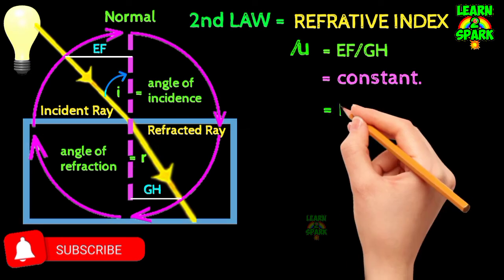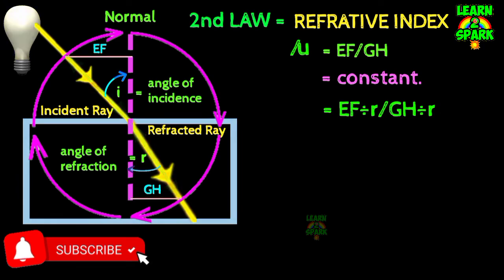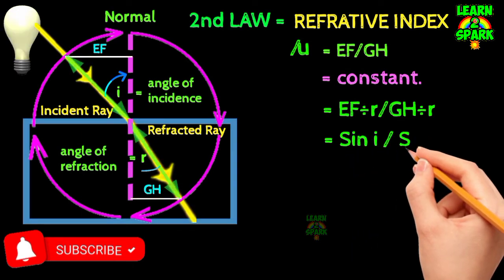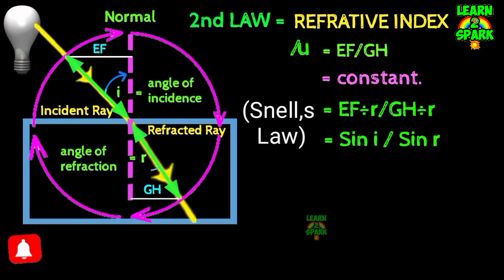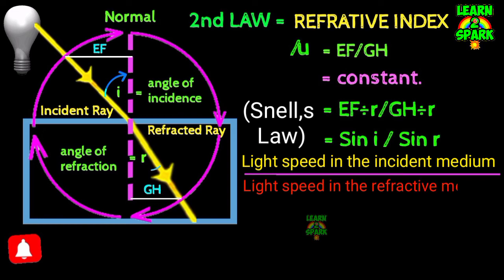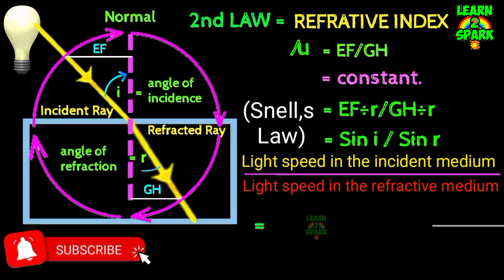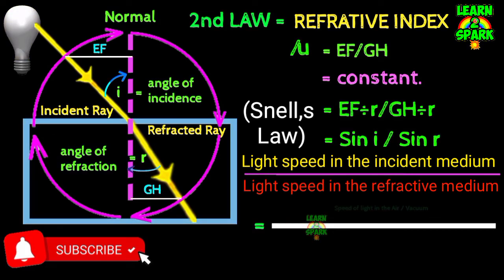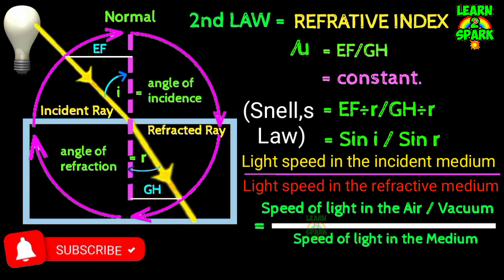Now, if we divide the numerator and denominator of this ratio by the constant value of the radius of the circle drawn here, we derive the ratio of sin i upon sin r, which is also constant and equal to the refractive index. Snell's law can also be understood by the ratio of the speed of light in the incident medium to the speed of light in the refractive medium. In simple words, if we consider two media, air and glass, the refractive index of the glass medium would be the speed of light in air or vacuum upon the speed of light in the medium.